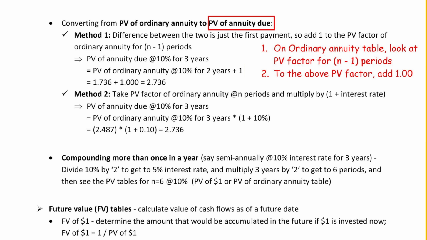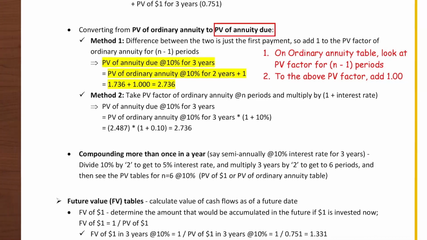So looking at a sample calculation that we have here, highlight: present value of annuity due at 10% for 3 years equals present value of ordinary annuity at 10% for 2 years, n-1 years, plus 1. So the present value of ordinary annuity at 10% for 2 years, that's 1.736. When you do plus 1, that gives you present value of annuity due at 10% for 3 years, which is 2.736.